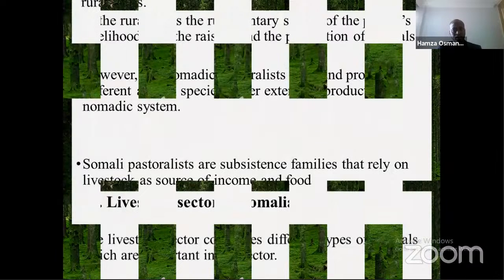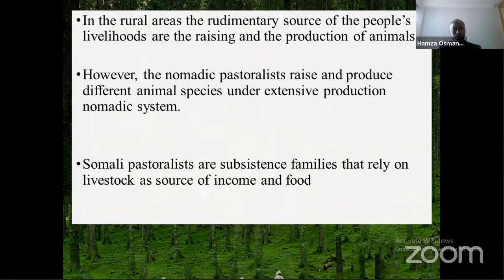In the rural areas, the rudimentary source of the people's livelihoods is the raising and production of animals. The nomadic pastoralists raise and produce different animal species under an extensive nomadic production system. Somali pastoralists are subsistence families that rely on livestock as a source of income and food. Pastoral communities make up around 60% of the Somali population. Their livelihood mainly depends on herding livestock, good rains, and pasture.